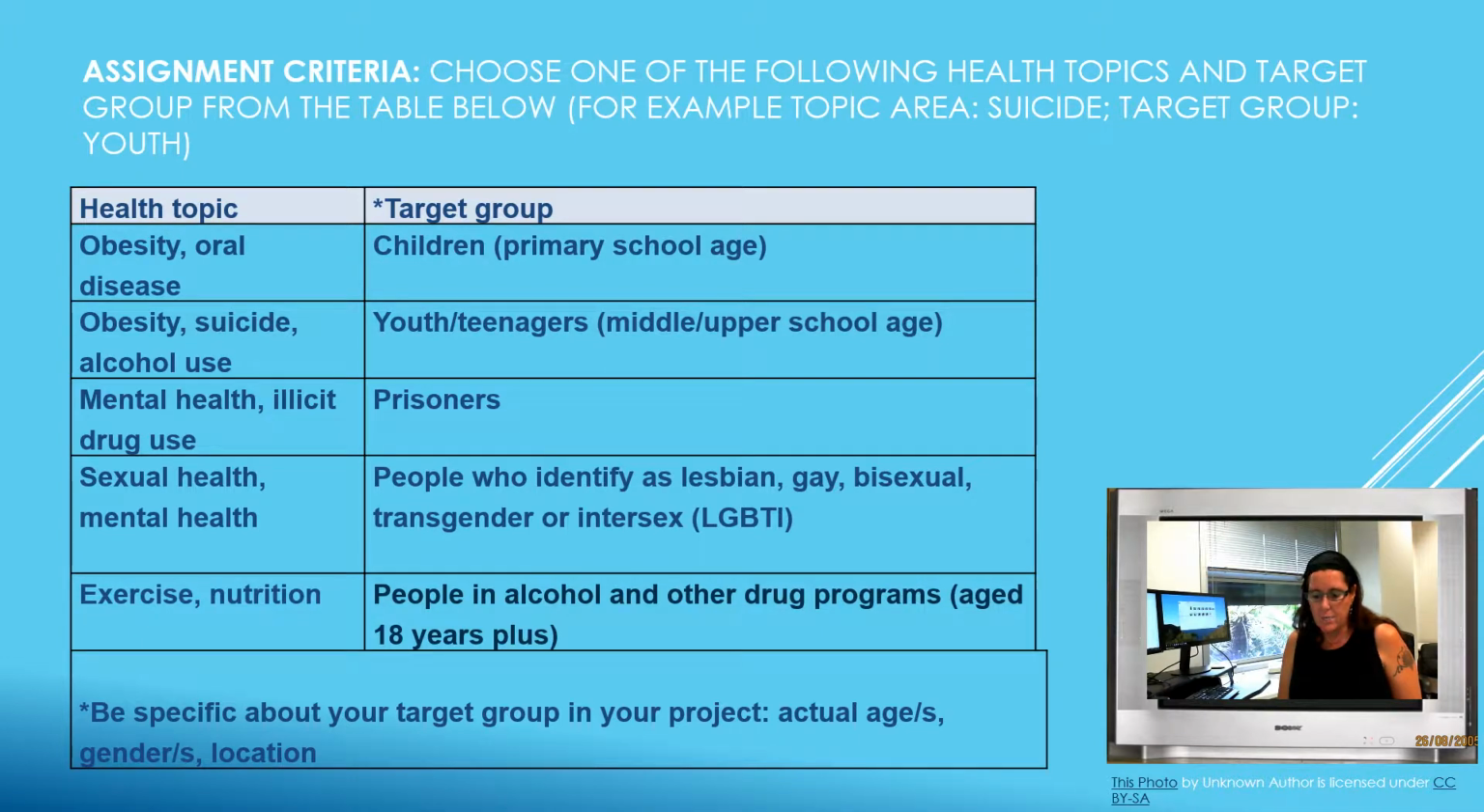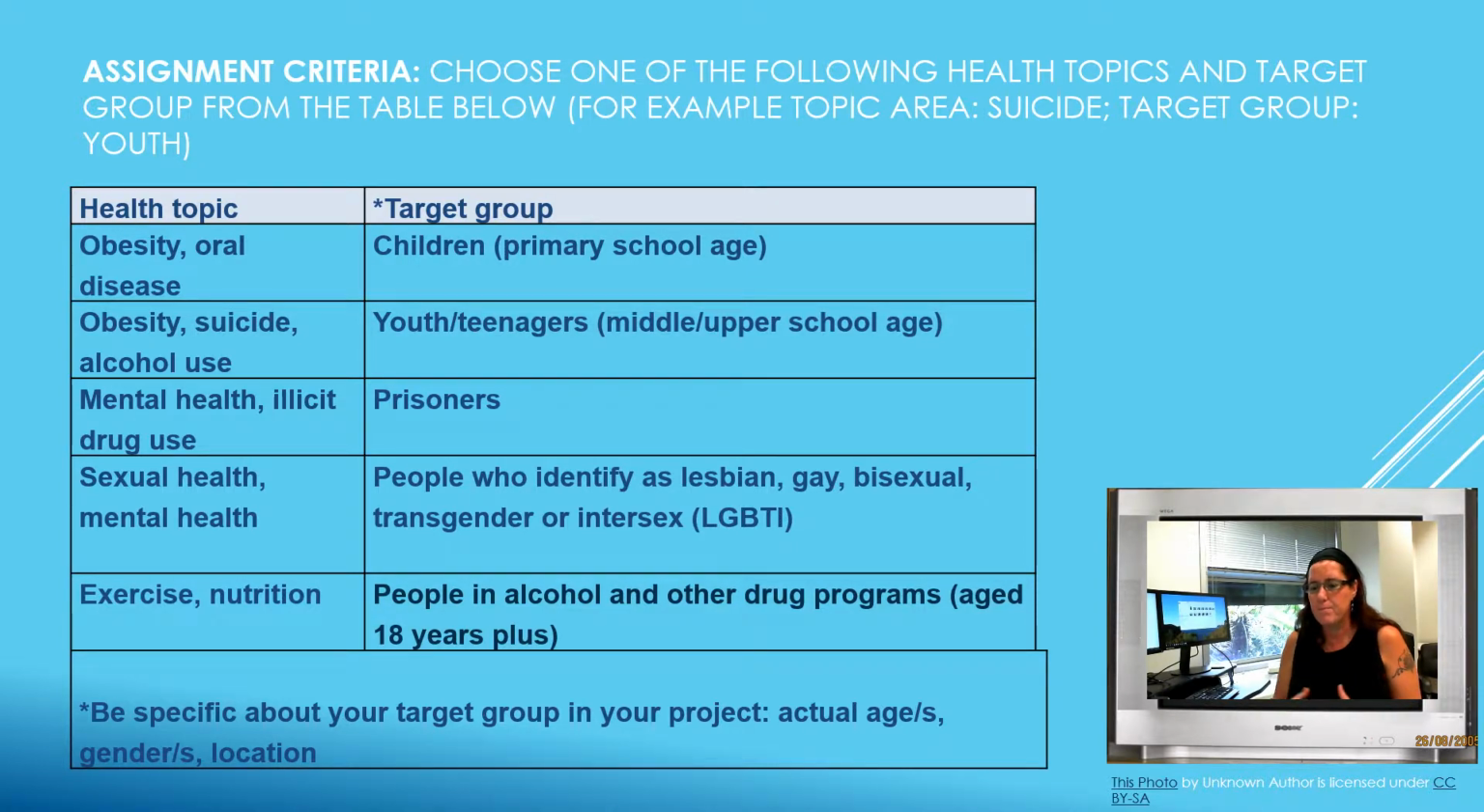What I've written down the bottom there is that we want you to be quite specific about your target group in your project. So if you're going to do prisoners, for example, we'd want you to outline whether you are looking at men, or men and women, or just women. Are you going for a specific age group? Are you aiming at juvenile offenders, for example, as opposed to mature-aged adults who might be in the prison system? Choose a location as well, okay?